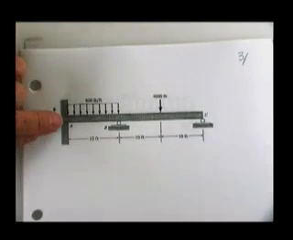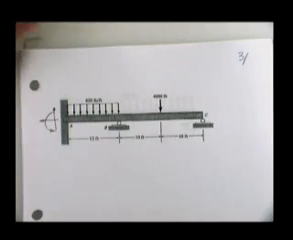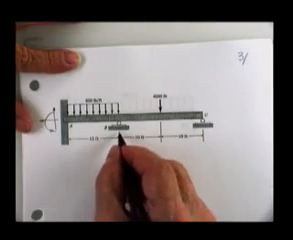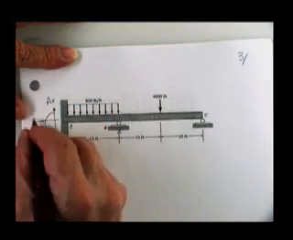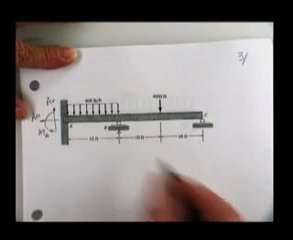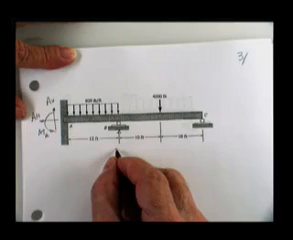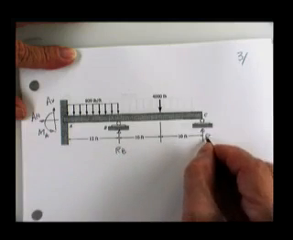Because this shows embedded, fixed at the wall, which means there's 3 possible reactions to that. Then we have a reaction at B. This would be A vertical, A horizontal, moment at A. This would be the reaction at B, and this would be the reaction at C.